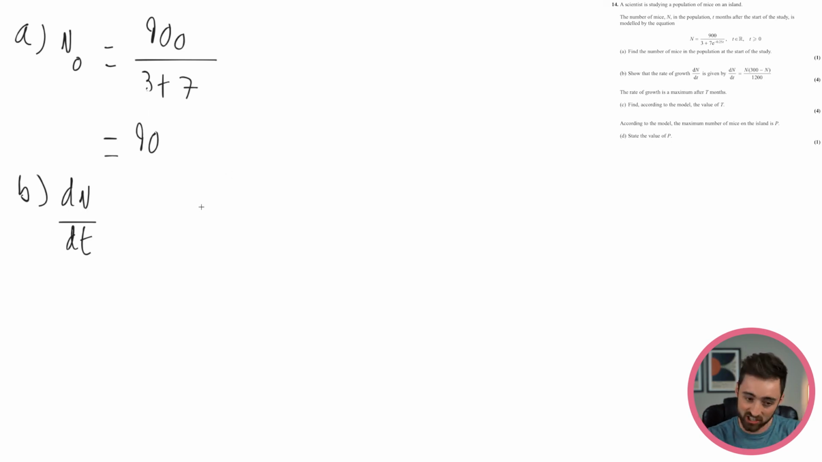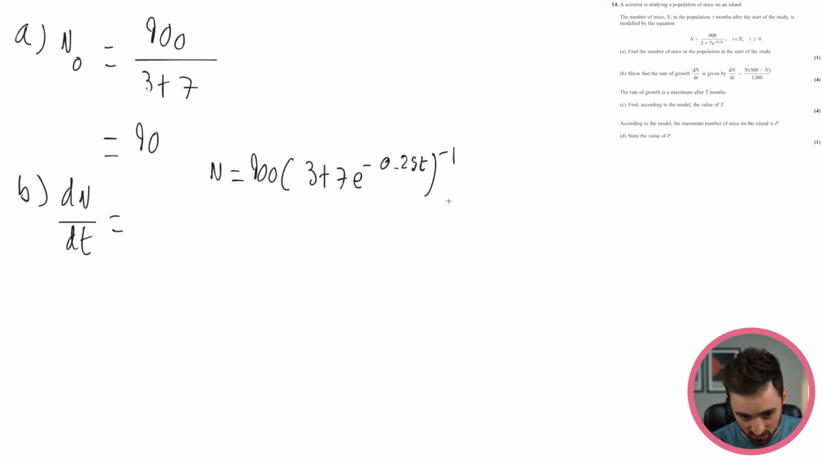Okay, so let's just differentiate first of all. So let's write N actually first. I'm just going to bring this bottom to the top as a power of minus 1. So this is going to be 900 times 3 plus 7e to the minus 0.25t all to the power of minus 1. That means we can use the chain rule here.